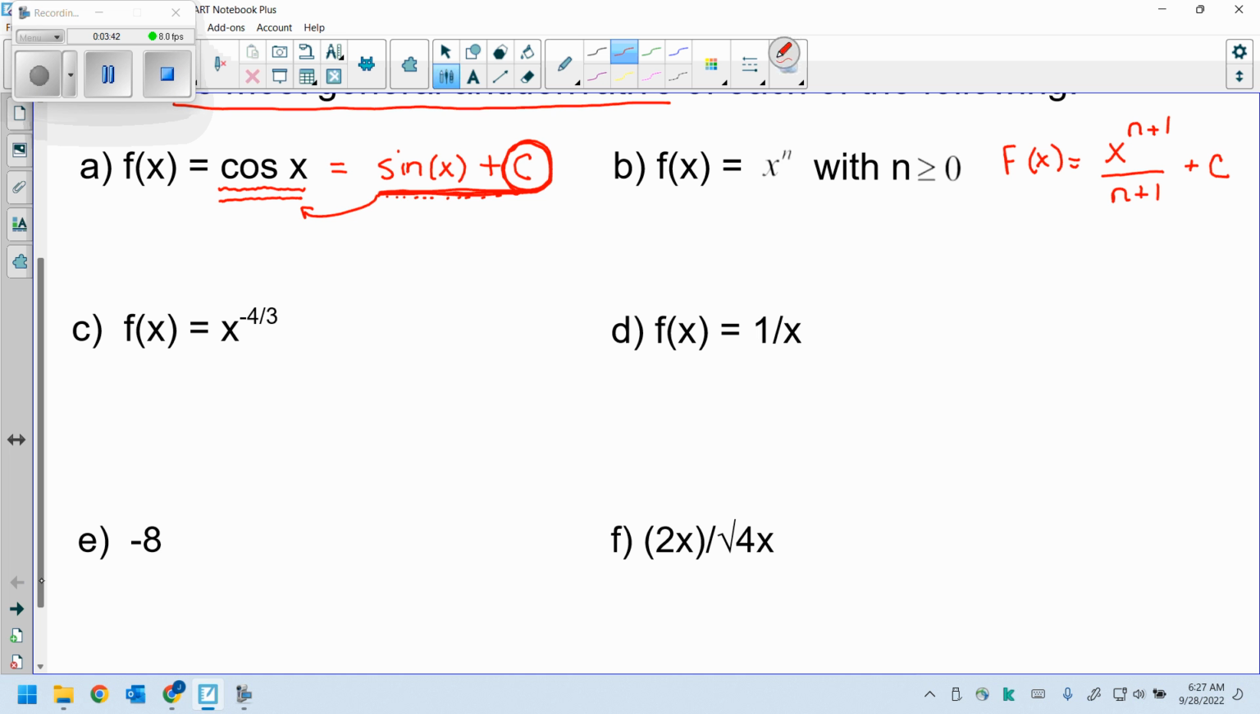Okay, let's try letter C here. Let's bump this exponent up by 1. Then divide by the new exponent. Now, I think you can see we're not going to leave our answer like that. Instead of dividing by a third, we could multiply by the reciprocal. Instead of having a negative exponent, we could bump that down to the bottom. And then remember to add c.